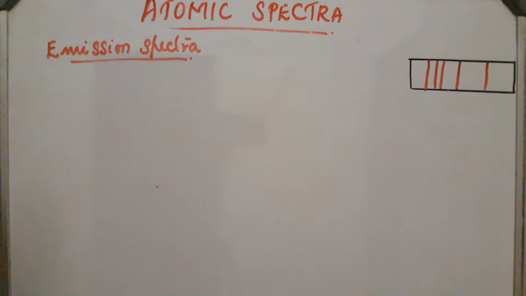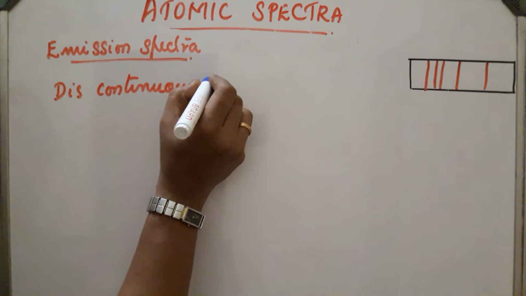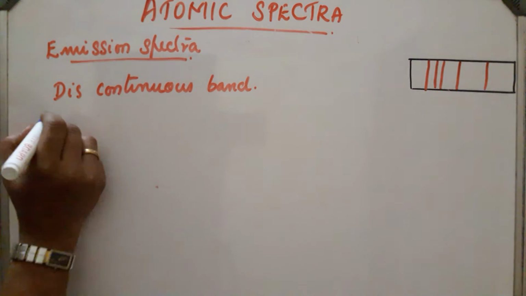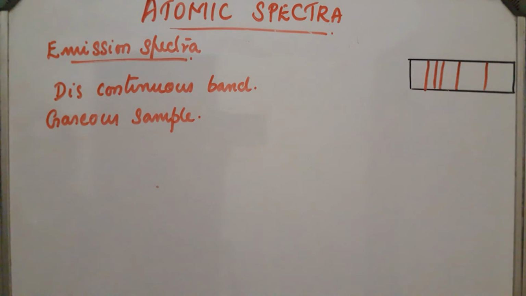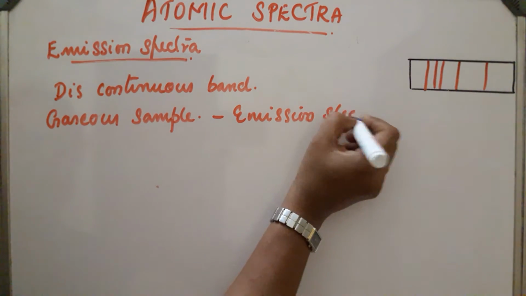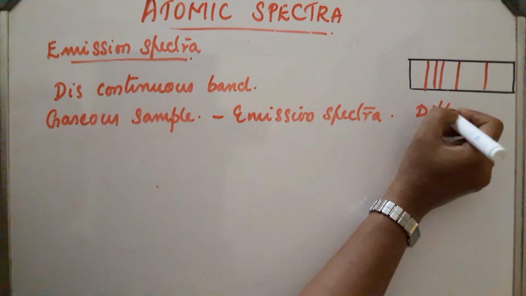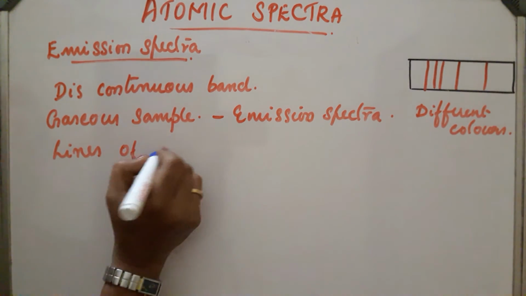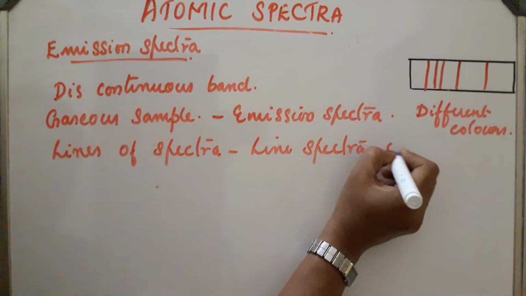Now this emission spectra is discontinuous. It contains discontinuous bands. If we do an experiment using a gaseous sample, we can observe emission spectra, and emission spectra contains different lines or bands of different colors. Lines of spectra are obtained. So emission spectra is also called line spectra or atomic spectra.